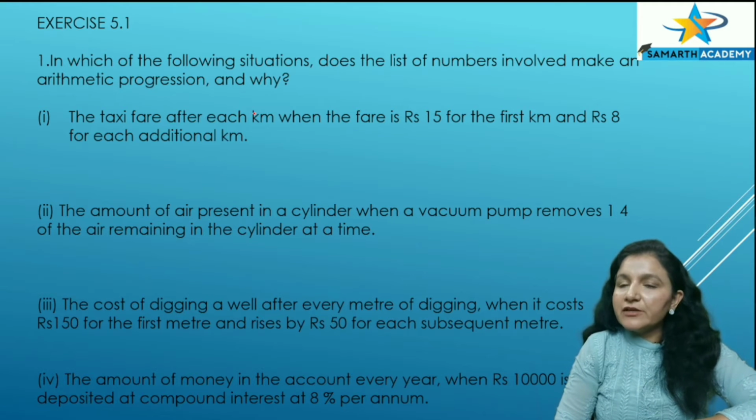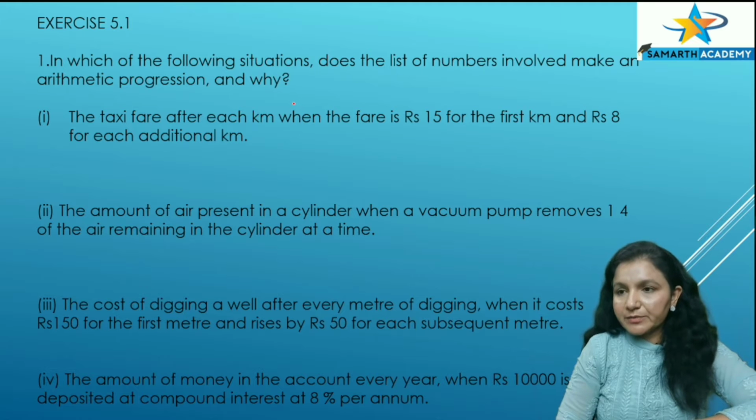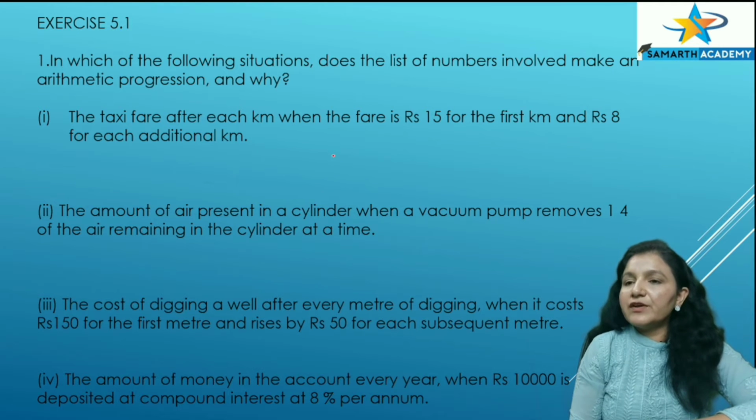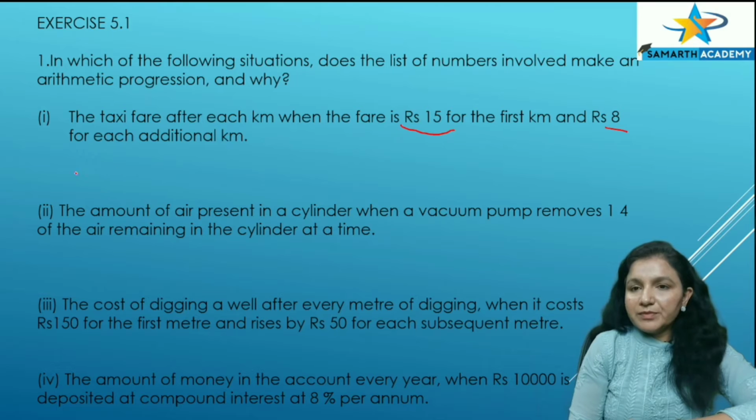The question says, in which of the following situation does the list of numbers involved make an arithmetic progression and why? Question 1. The taxi fare after each kilometer, when the fare is rupees 15 for the first kilometer and rupees 8 for each additional kilometer. So what he is saying, if a person is traveling 1 kilometer, he has to pay rupees 15 and then it is rupees 8 for additional kilometer.